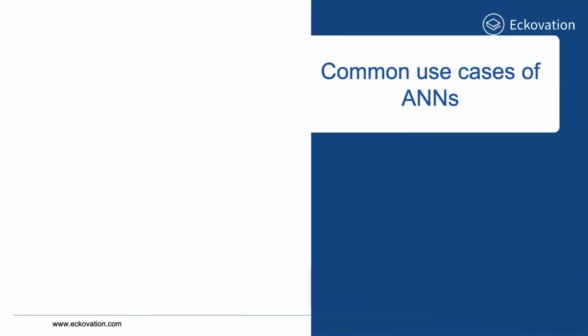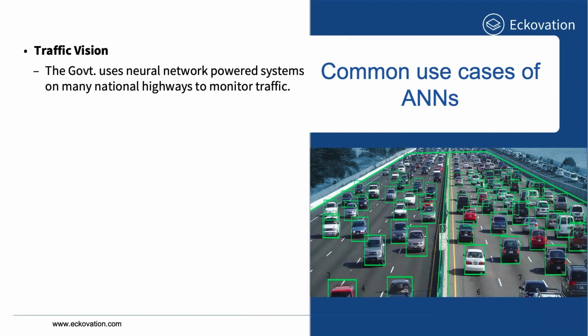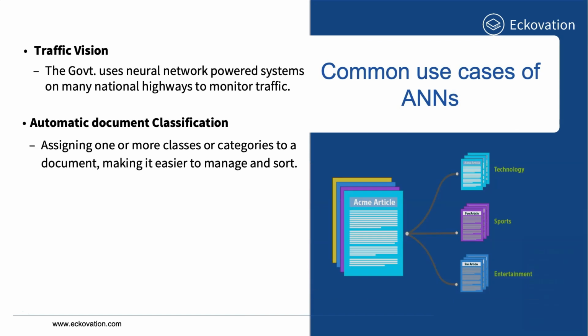The government uses neural network powered systems on many national highways to monitor traffic. Modern systems can detect cars and can even read their license plates. Neural networks are also widely used in document classification. By classifying text, we are aiming to assign one or more classes or categories to a document, making it easier to manage and sort. Hence, any document can be classified according to its contents.